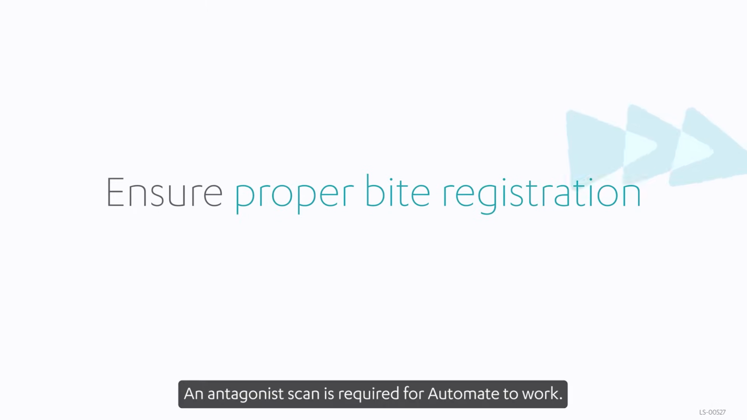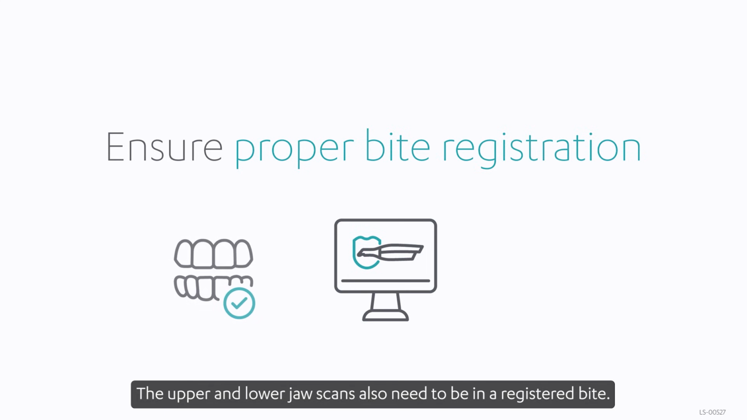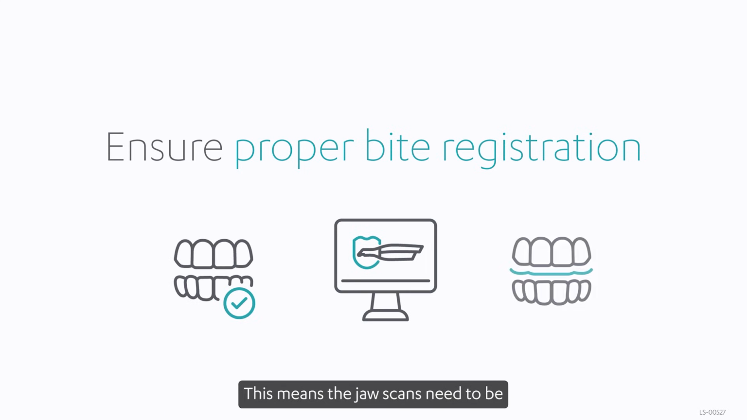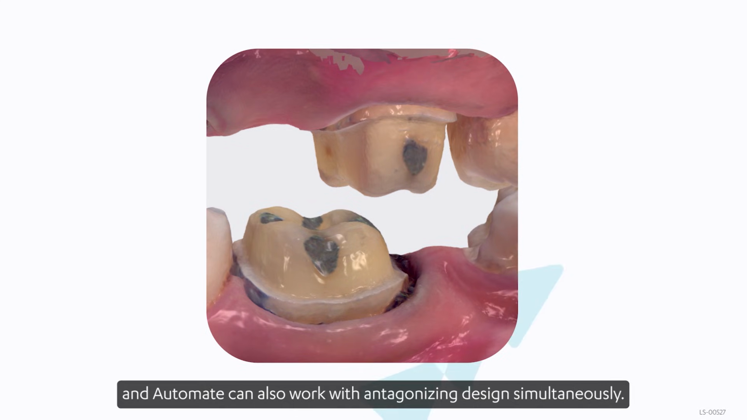An antagonist scan is required for Automate to work. The upper and lower jaw scans also need to be in a registered bite. This means the jaw scans need to be in a close to natural relation to one another. An antagonizing tooth is not required for the design, and Automate can also work with antagonizing designs simultaneously.